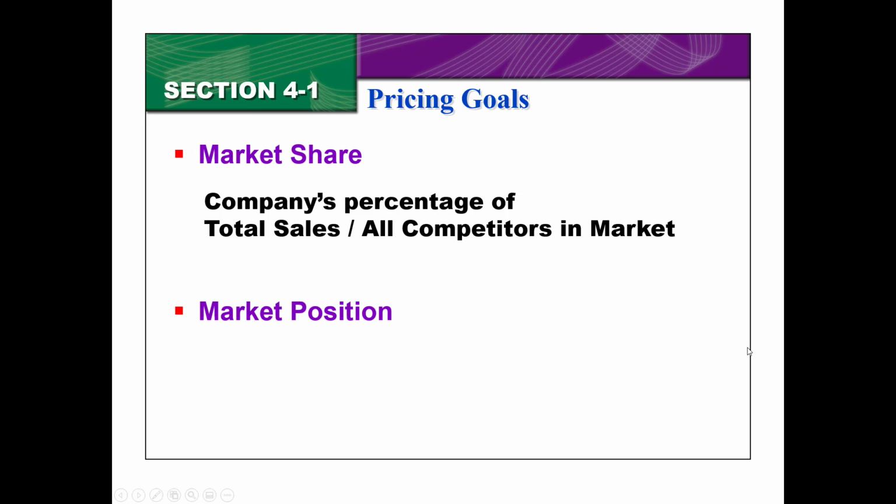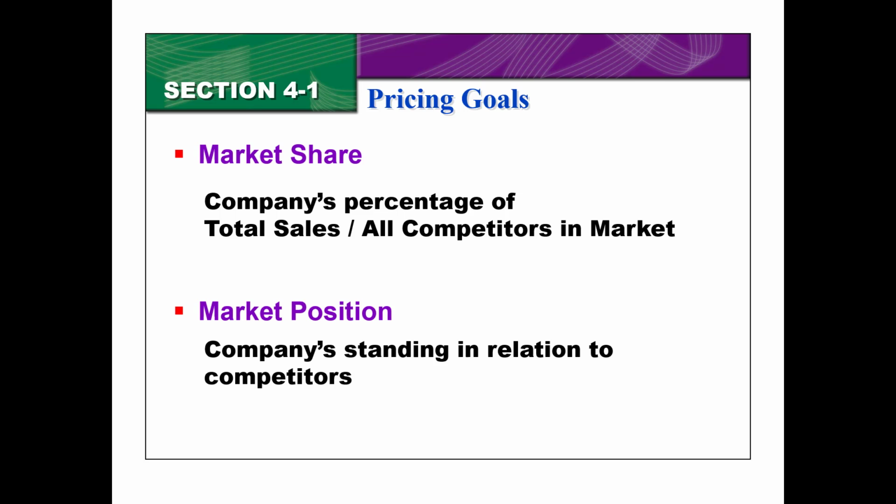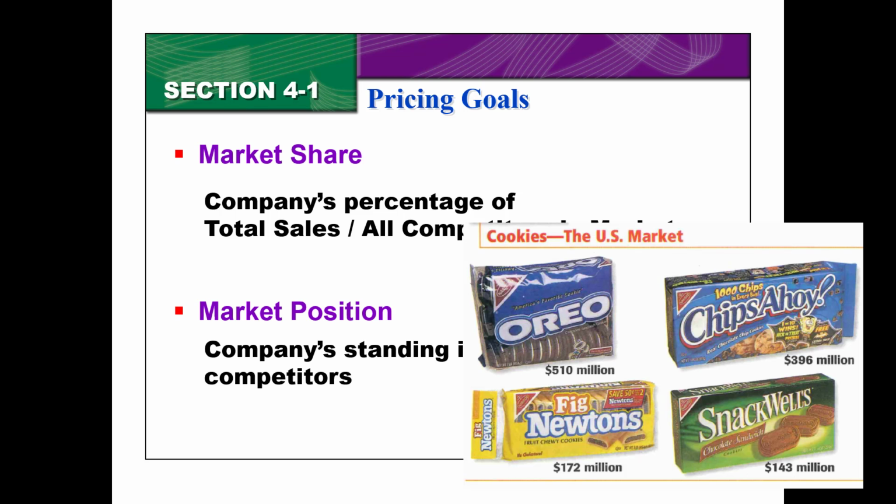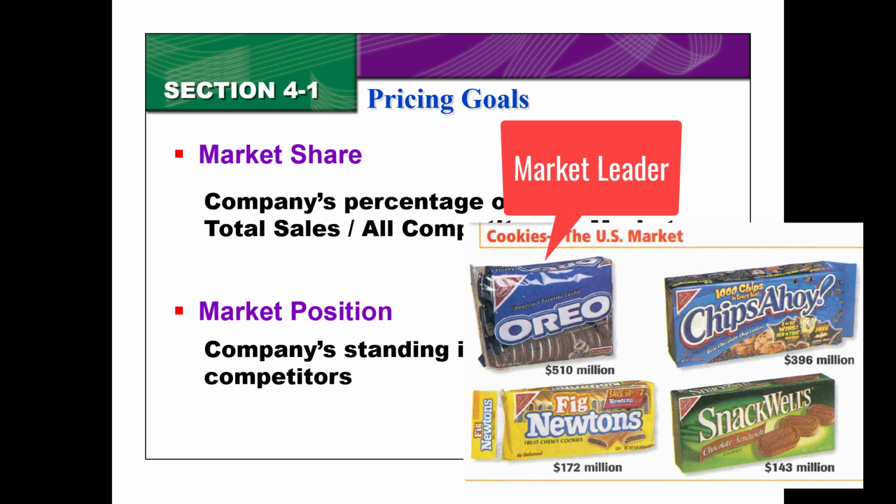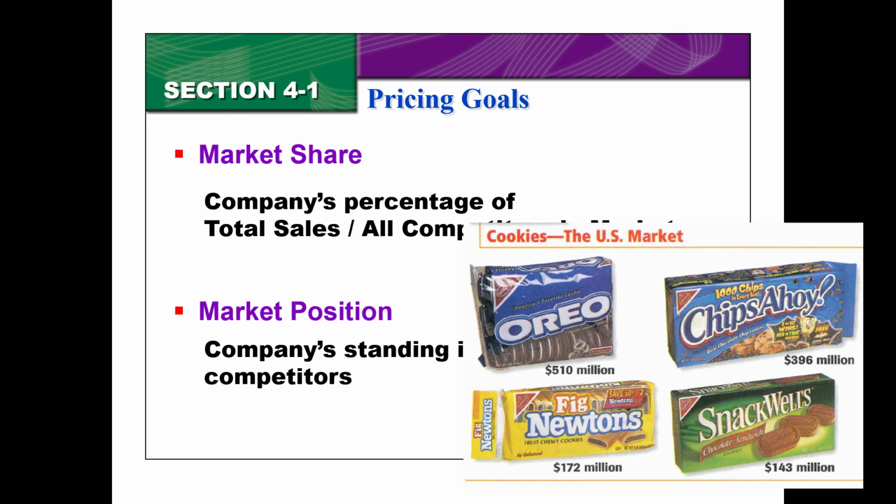So companies use market share to figure out how they are doing in terms of a specific product in relation to their competitors. In addition to the market share, marketers are also interested in knowing their company's market position. Now, market position is their standing in relation to their competitors. So, for example, if we look at the cookies in the US market, we've got Oreo that has $510 million worth of sales, and that makes them the market leader in the cookie market. Versus Snackwells, they've got $143 million of sales, and that makes them fourth in terms of market position. So the position can also be used to calculate the share, but it's just a ranking in numbered order of how high you are on that list.